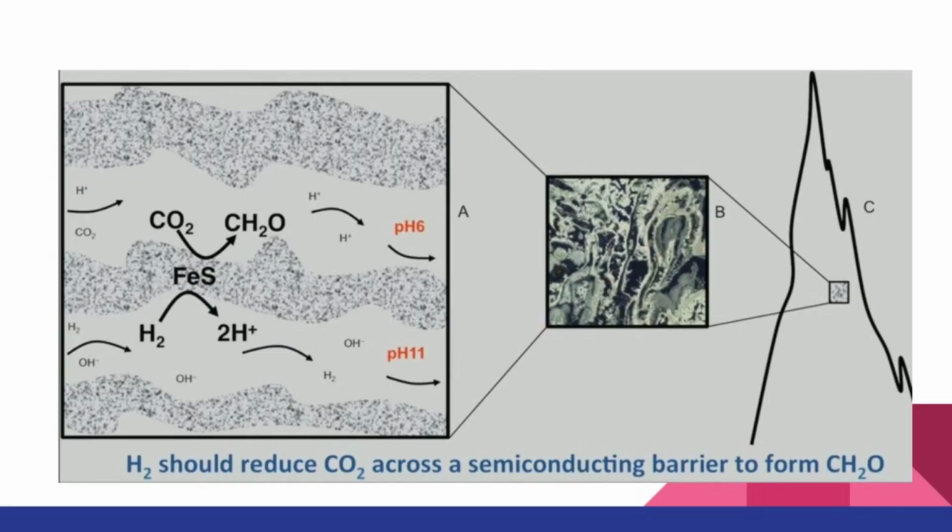So the reduction potential of hydrogen is more in alkaline pH, and that of carbon dioxide is less in acidic pH. So the interface of the two fluids at different temperatures across a membrane which has iron minerals deposited in it makes this reaction possible.